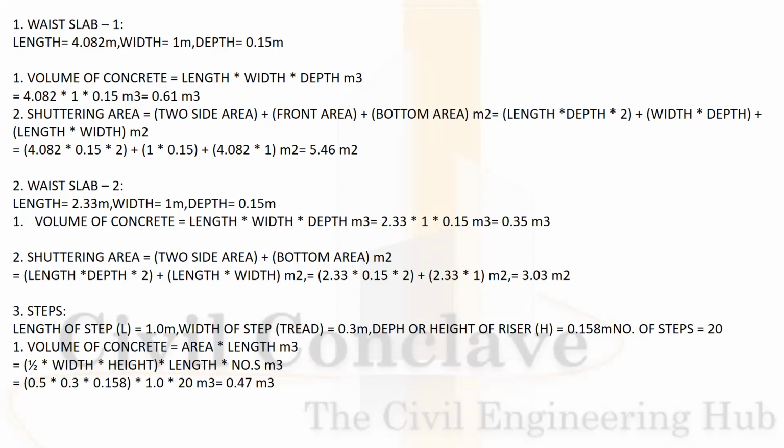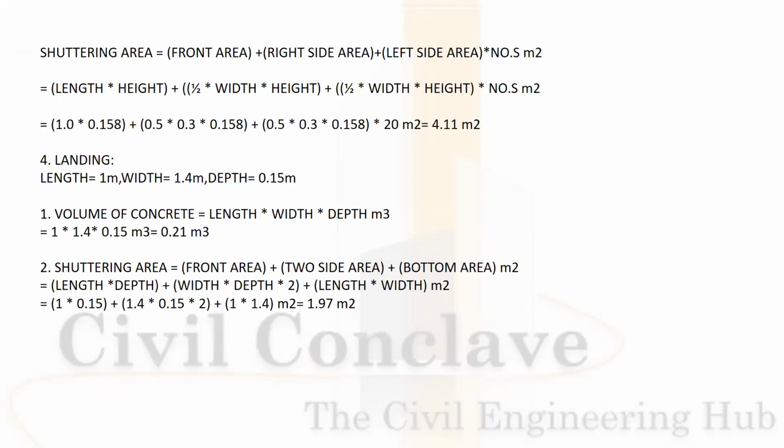So volume of the concreting is area into length, in cubic meter. The formula is half into width into height into length into numbers. That means half, that is 0.5, width is 0.3, height is 0.158, whole multiplied by 1 into 20 numbers, that makes 0.47 cubic meter.